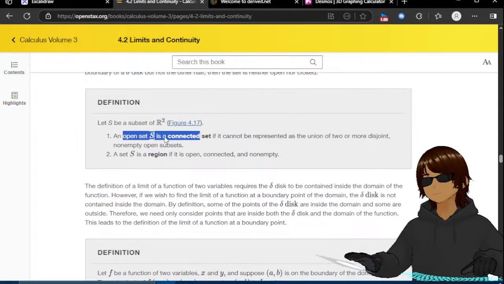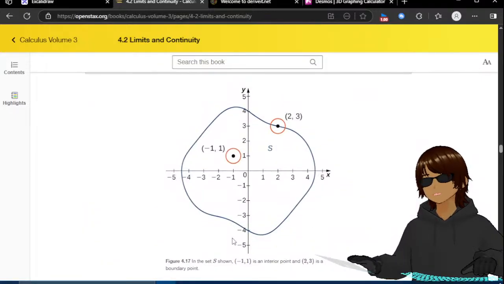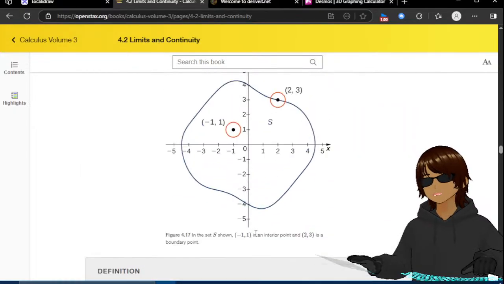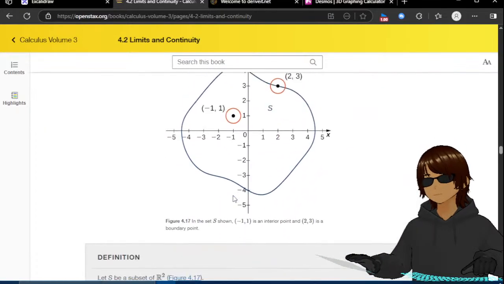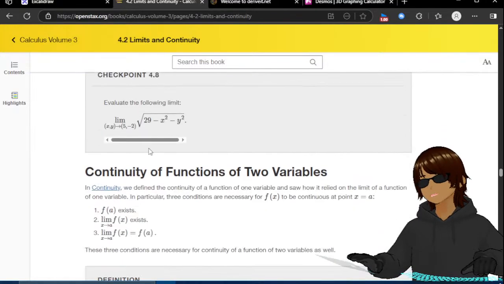I need more clarification on the first part. Okay, so if the boundary is not included as part of the set and it's non-empty, then it's a region, if it cannot be represented as the union of two or more disjoint non-empty open subsets. Okay, I need more clarification on the first one.